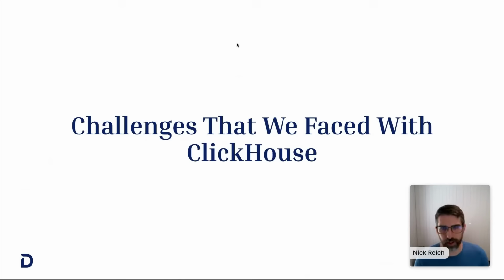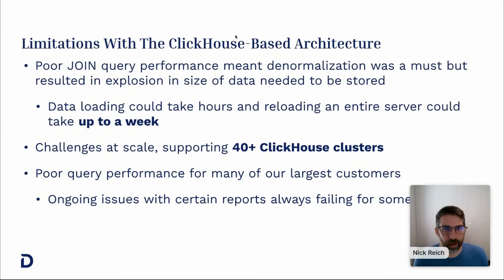So we faced a number of challenges with our work with ClickHouse. I'm going to go through those now. So what were some of the limitations with our ClickHouse-based architecture? ClickHouse is famous for being really good at processing denormalized data, but it generally has very poor join query performance. And so denormalization was a must. But we have a lot of one-to-many interaction between tables in our data. And so we had a large explosion in the size of our data when we denormalized it.